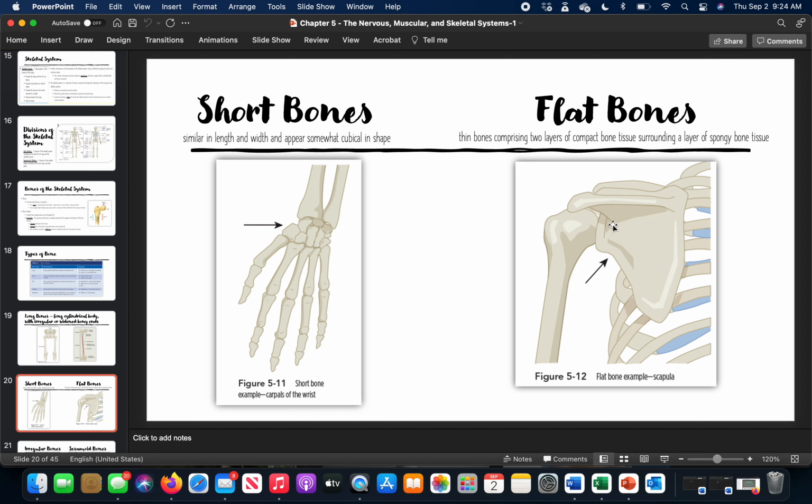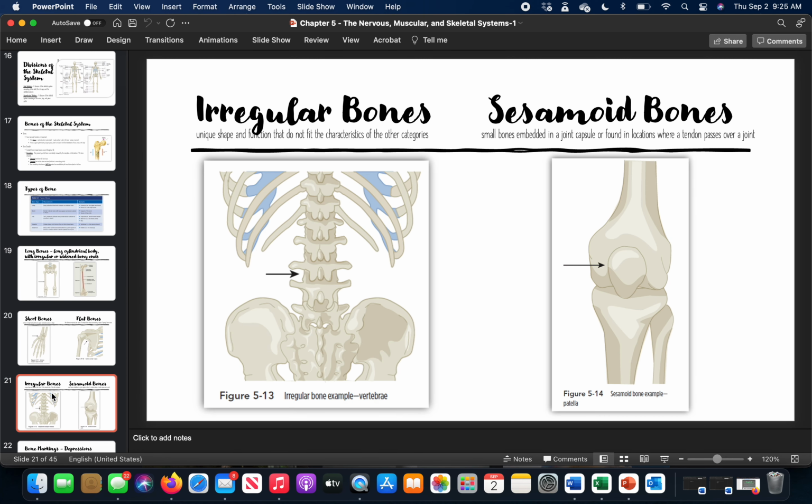Flat bones are those that are thin, and they typically have two layers of compact bone, usually surrounded by some spongy bone tissue. An example of that is your scapula, very flat. It does have protrusions, like your acromion process up here. Follow the arrow. Because the scapula itself is flat, the protrusions are more for muscle attachment sites.